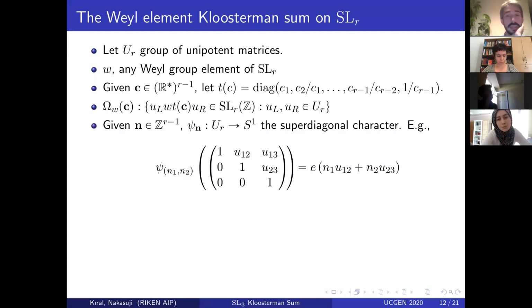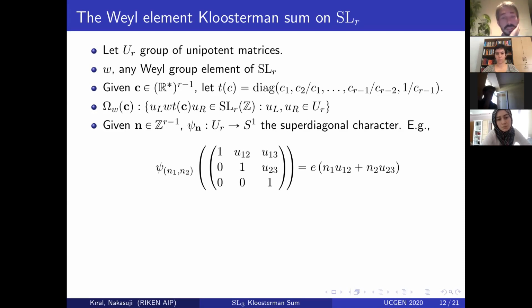And take a super diagonal character. What do I mean by that? So I give the 3x3 example here. They're indexed by 2 integers, and it is, so you take a unipotent matrix, and then you say n1 times the super diagonal element here, and n2 times u23, so the super diagonal element here. So these are all the characters that you can have.